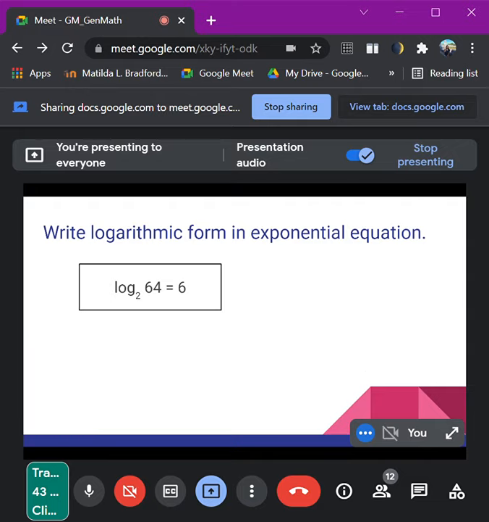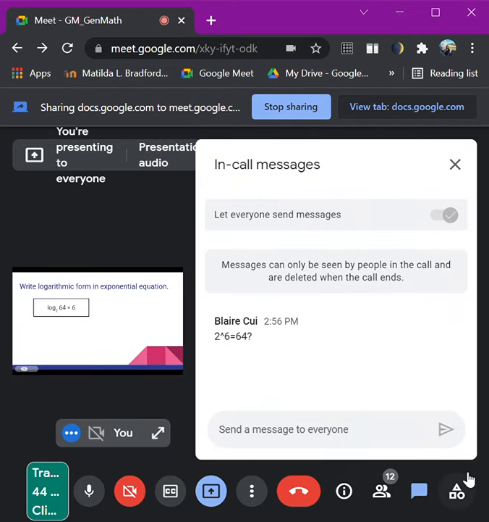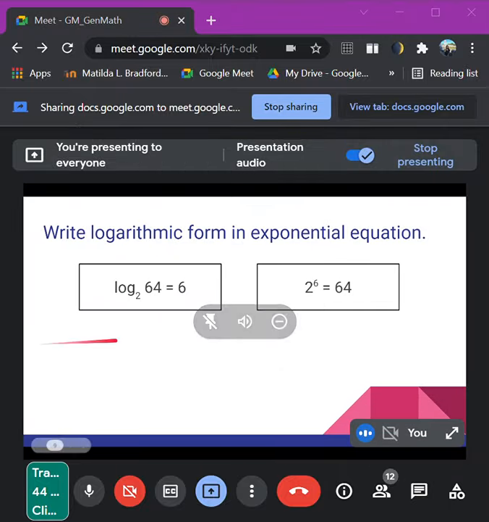The logarithm of 64 with base 2 is equal to 6. Okay, we have here 2 raised to the power of 6, which is the answer in the chat, is equals to 64. That is correct, very good. Good job, Blair. So you have there 2 raised to the power of 6 is equals to 64.